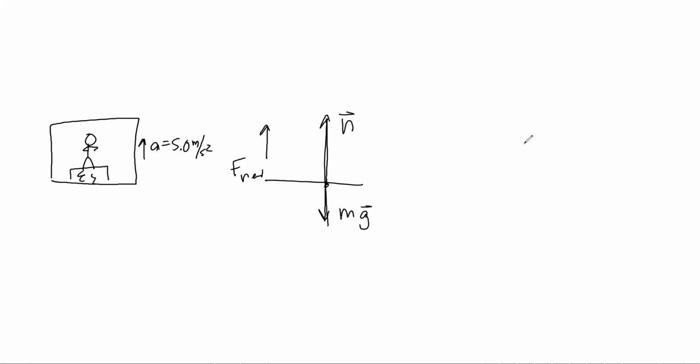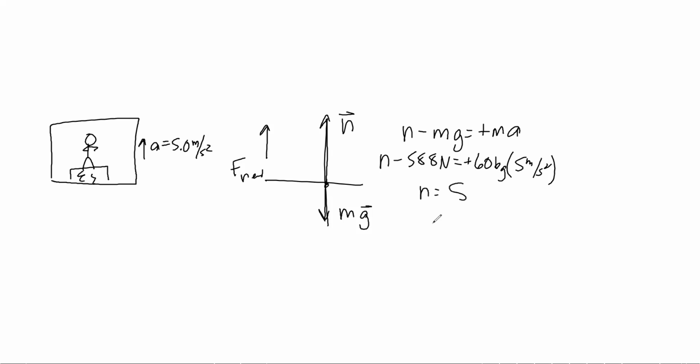And so we've got N minus mg equals plus ma because we're accelerating in the direction of N. Adding those together, 60 times 5 is 300, right? So we can write all this out. You get N minus 588 newtons equals plus 60 kilograms times 5 meters per second squared. So that's 300. So you get a normal force of 888 newtons.